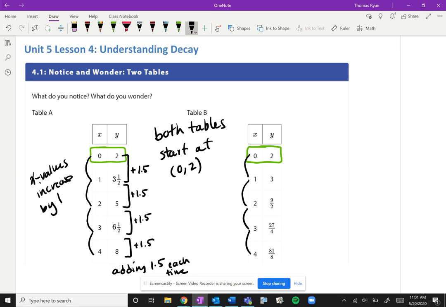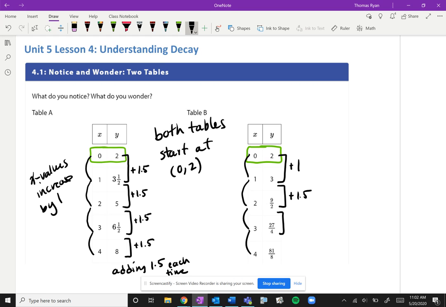Okay, let's jump over to table B here. Well, we start at 2 and we get to 3, so we're adding 1. But then we start at 3 and go to 9 halves, which is 4.5. So now we're adding 1.5. Then we get up to 27 over 4. So 27 over 4 is 6.75.